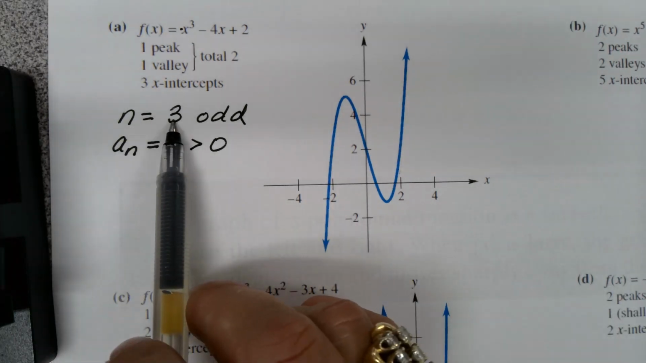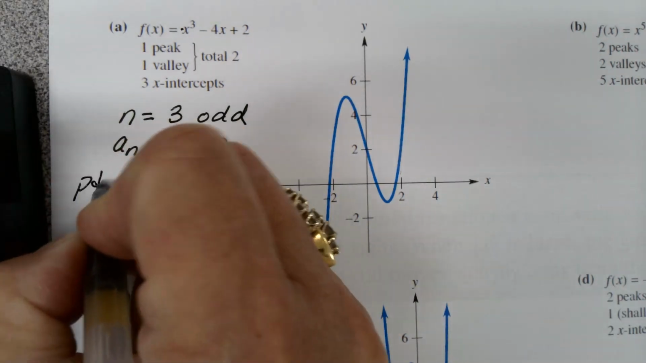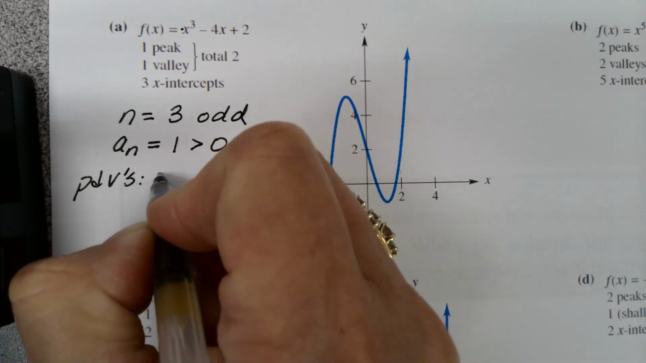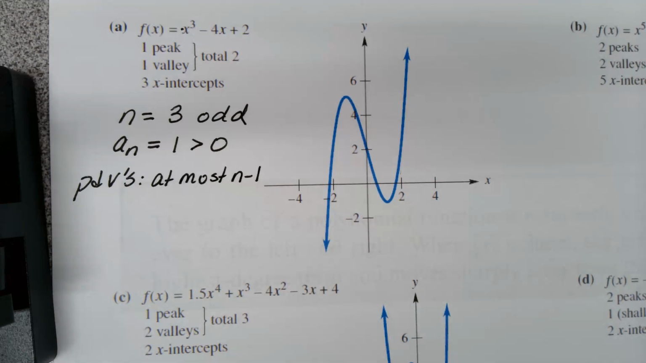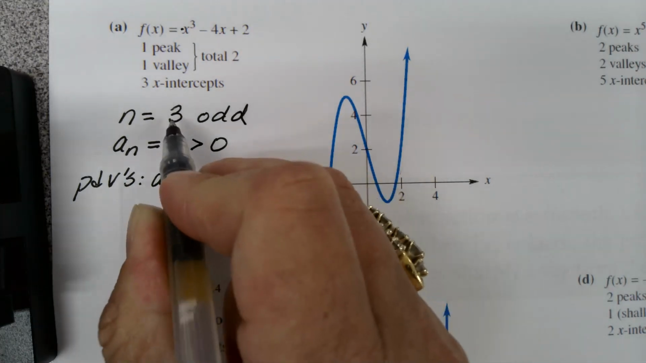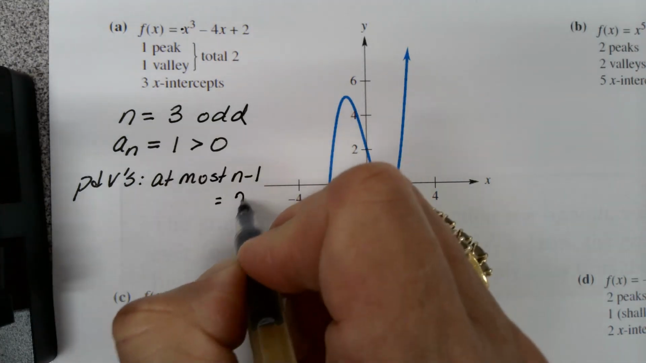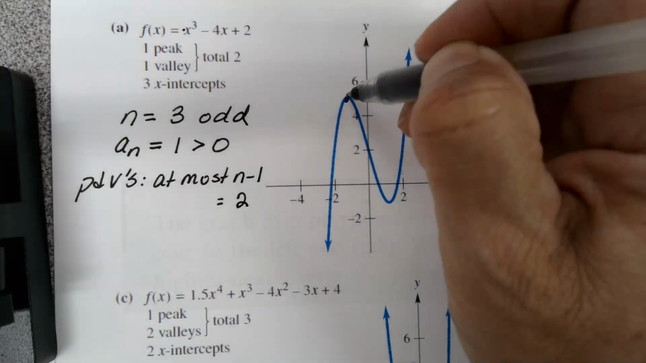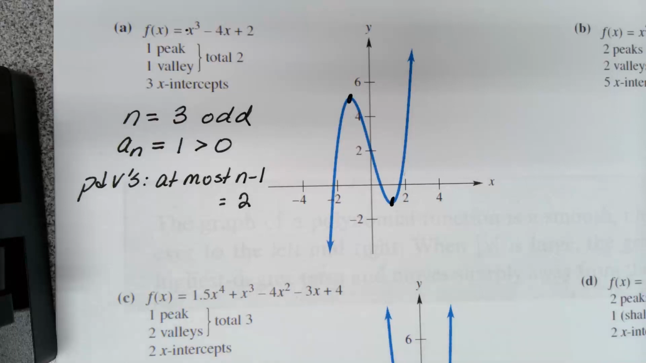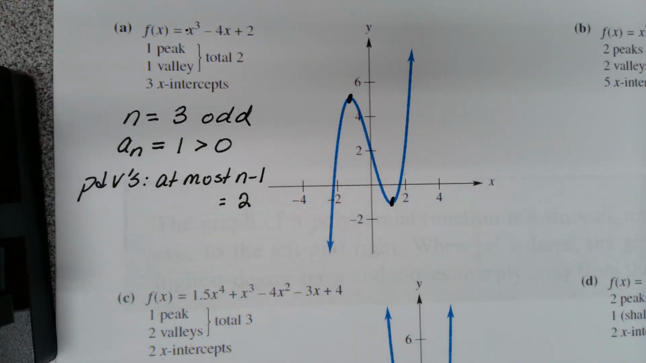n is 3. Remember, when we think about peaks and valleys, we know that this is at most n minus 1. If n is 3, 3 minus 1 is 2. We're going to have at most 2 peaks and valleys. And if we count those, we see exactly 2 here. When we think about peaks and valleys, this is what we're talking about, where it starts to increase and then it decreases, or vice versa from there.